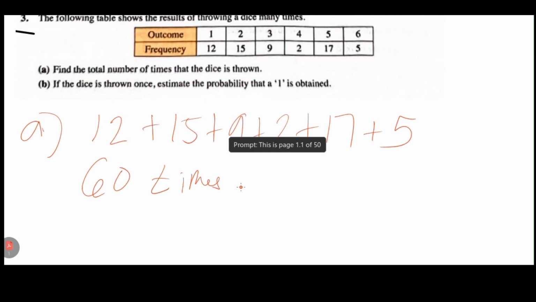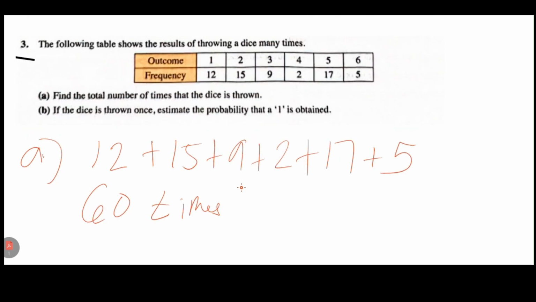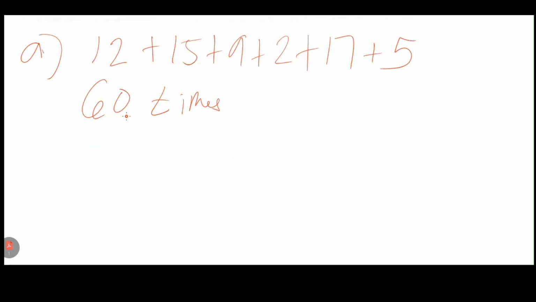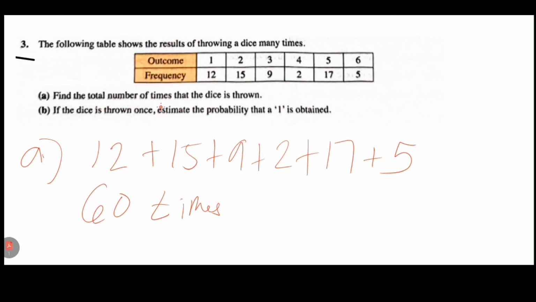Now, the second question states that if a die is thrown, estimate the probability that a 1 is obtained. To get this one, let's use the probability of getting a 1. If you remember the estimated probability, we're going to use the equation here. So trying to remember, how many ones do we have? There are about 12.